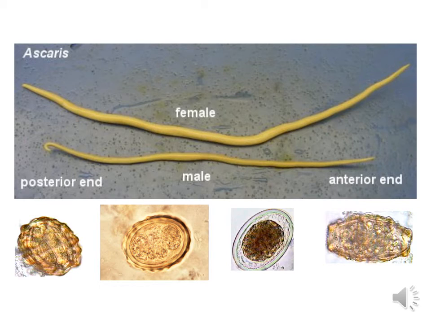Ascaris lumbricoides is known as the giant roundworm. It could be up to 30 centimeters long, and the down one is the male, which is thinner and smaller. It has a curved posterior tail, and the female is larger because it has to produce a lot of eggs. They say Ascaris produces about 200,000 eggs per day.